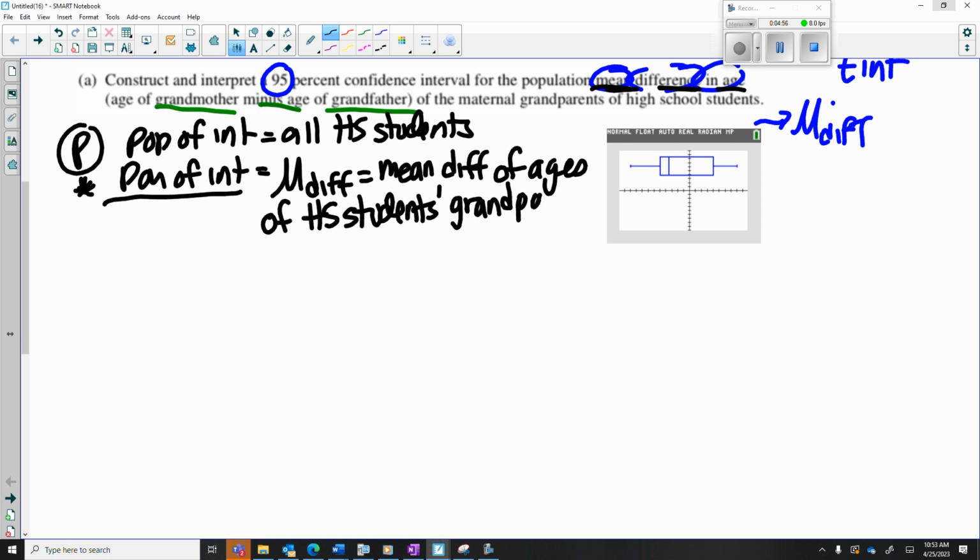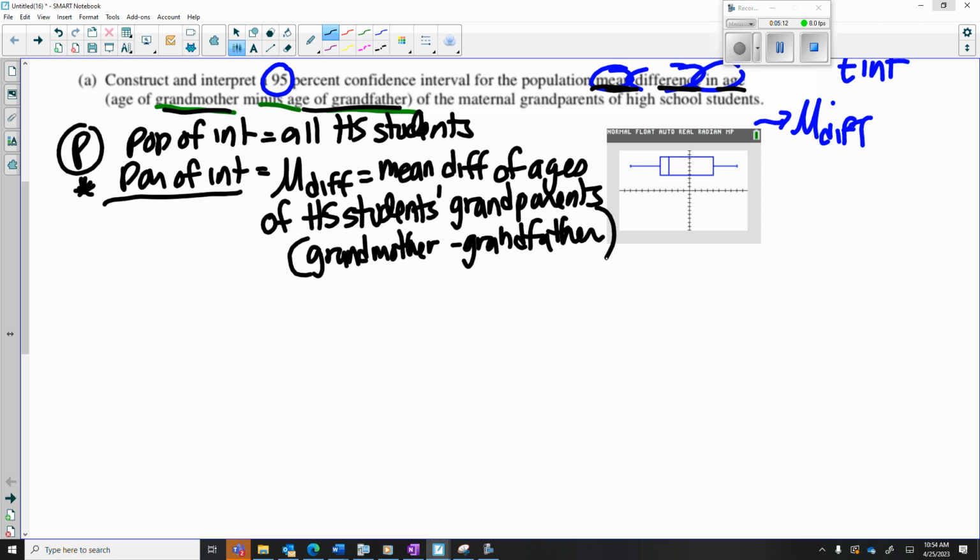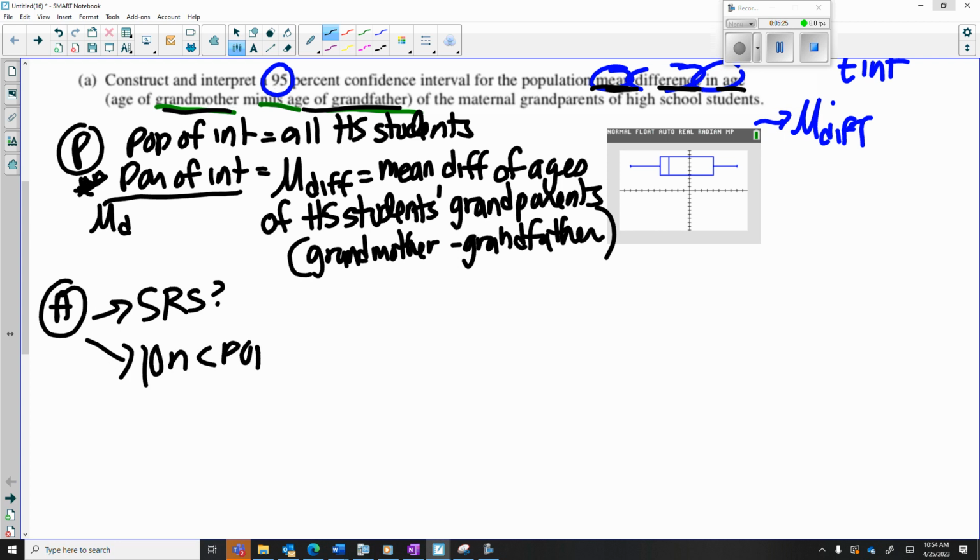And then I want you to specify the direction of the subtraction. So it's grandmother minus grandfather. Okay, so that was important today, to spotlight the parameter of interest that we're focusing on. Some people use mu sub d, or you could use mu sub diff. Okay, now you're going to do your assumptions. So I want you to do, is it an SRS? I want you to do 10n is less than the population of interest, and I want you to refer to your plot.